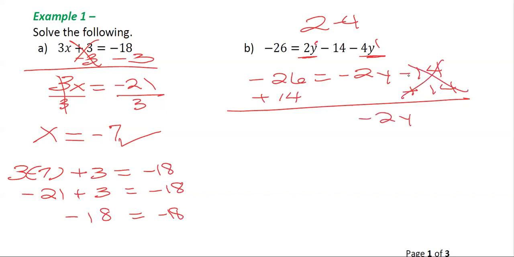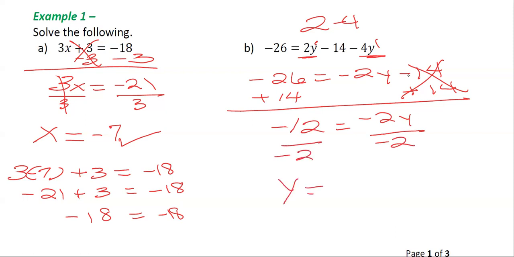Now I got -2y is equal to, if you have $14, right? You had 14 and you spent 26. Now you're down to, in the hole, $12. Now, y has a -2 coefficient on it. We need it to be +1, so that means I'm going to divide by that -2.